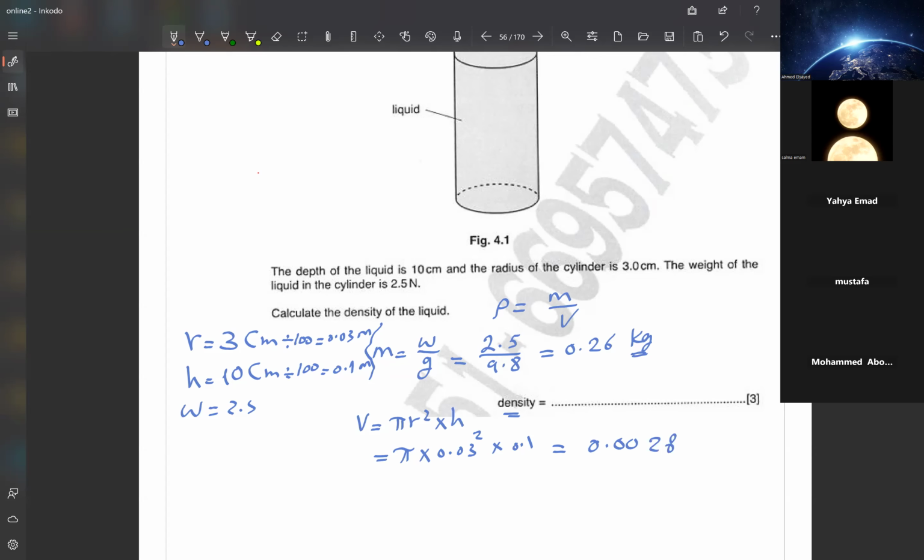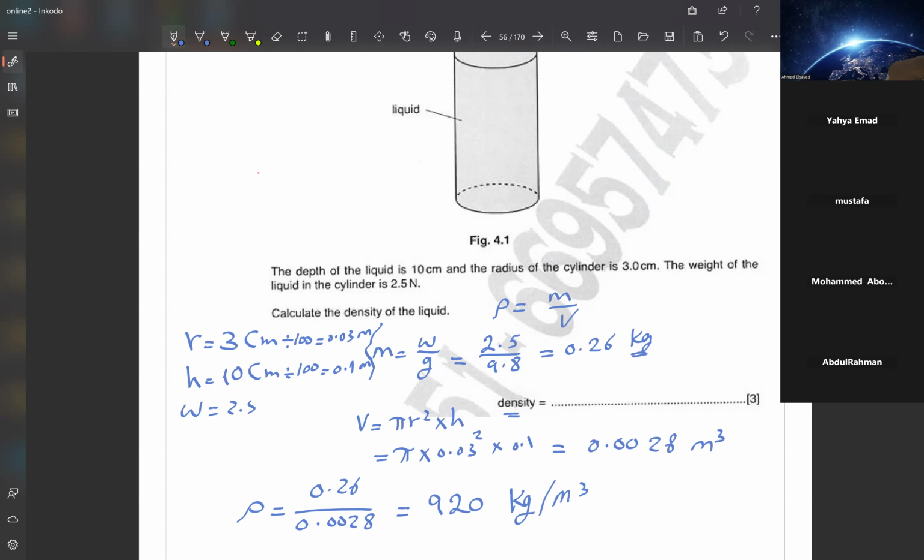So then to calculate density, do mass over volume, so 0.26 over 0.0028, which equals 920 kilogram per meter cubed. So any question? Do you understand, Abdurrahman? Yes, I understood.